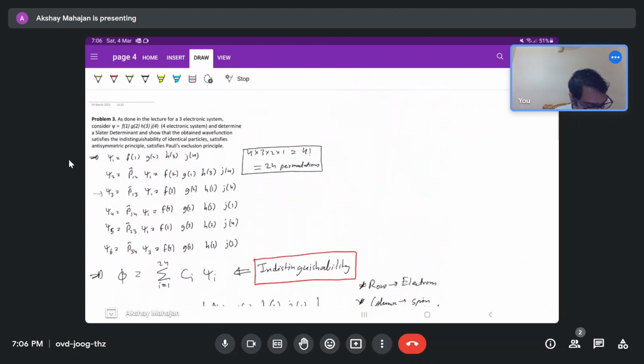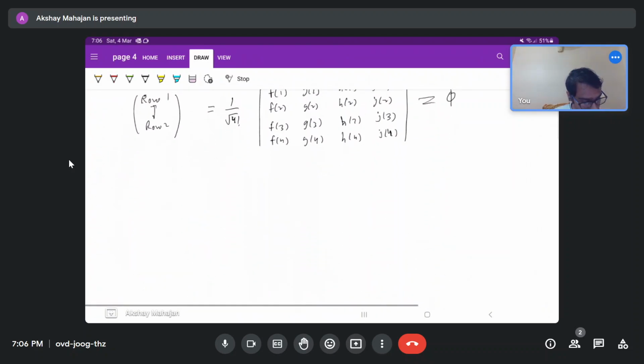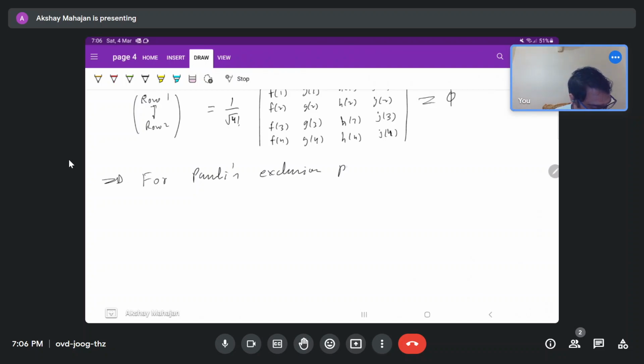Okay, and then we have to check if it satisfies the Pauli exclusion principle. So for Pauli's exclusion principle, make two columns.